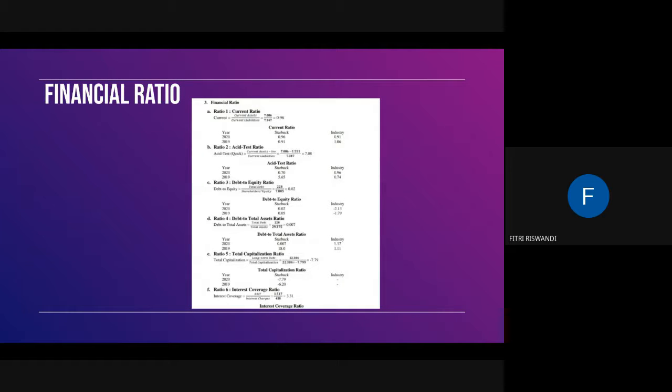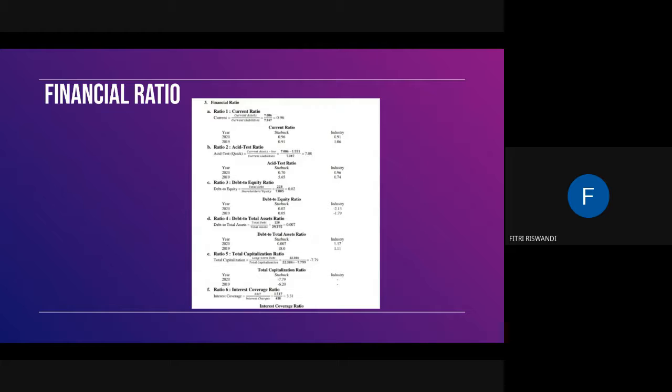And the next is financial ratio. The financial ratios are divided into 16 parts. The first part is current ratio: current asset divided by current liabilities. Second is acid test ratio: current asset minus inventory, divided by current liabilities. Third is debt to equity ratio: total debt divided by shareholder equity. Fourth is debt to total asset ratio: total debt divided by total asset. Fifth is total capitalization ratio: long-term debt divided by total capitalization.